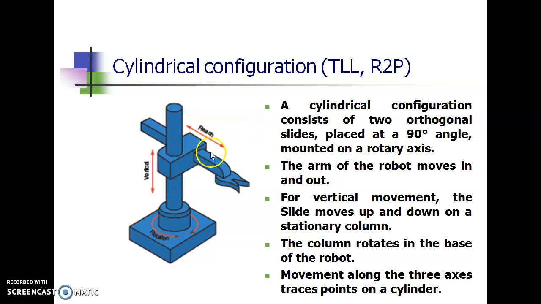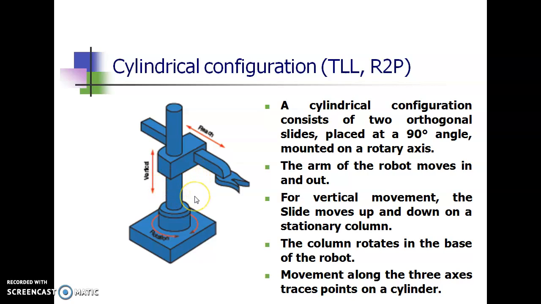Here the cylindrical configuration consists of two orthogonal slides placed at a 90-degree angle mounted on a rotary axis. So here there are two slides, this and this, placed at a 90-degree angle and mounted on a rotary axis. This arm moves in and out, and this slide can move up and down in the vertical column, and the column rotates at the base of the robot. So it is a rotational joint T, and this is another L, and this is another L. So it forms TLL.